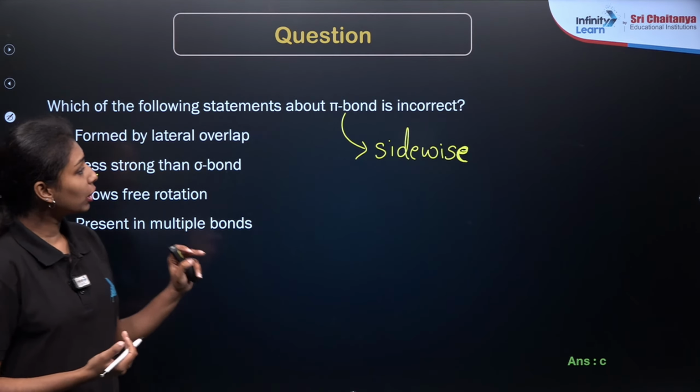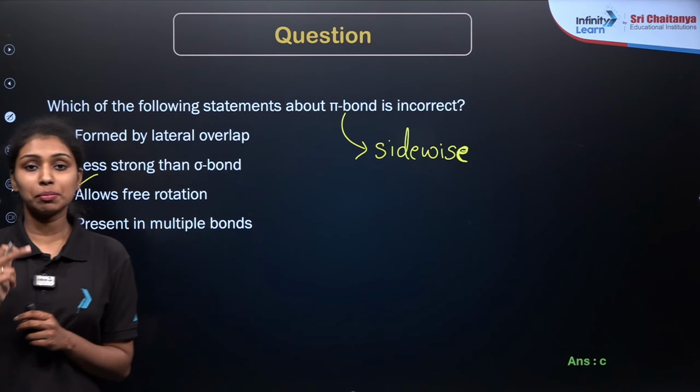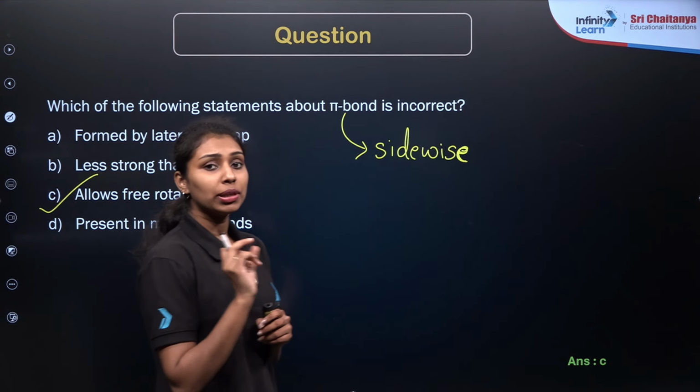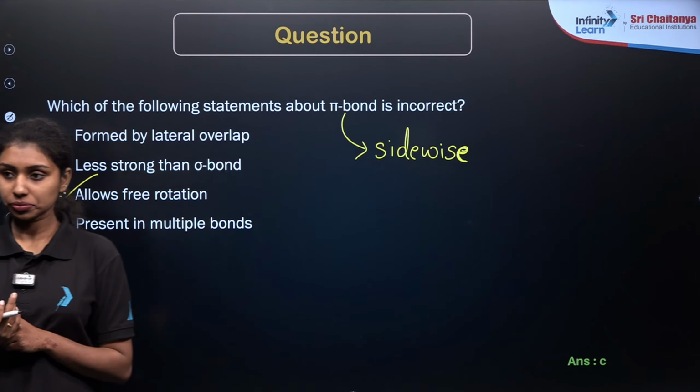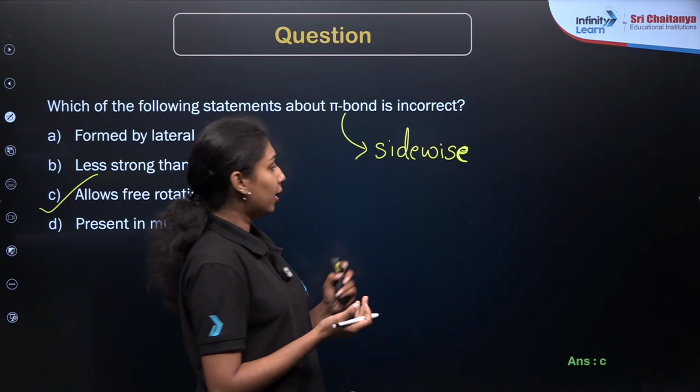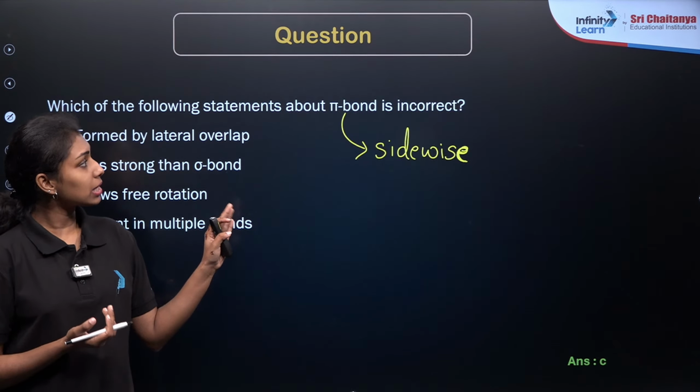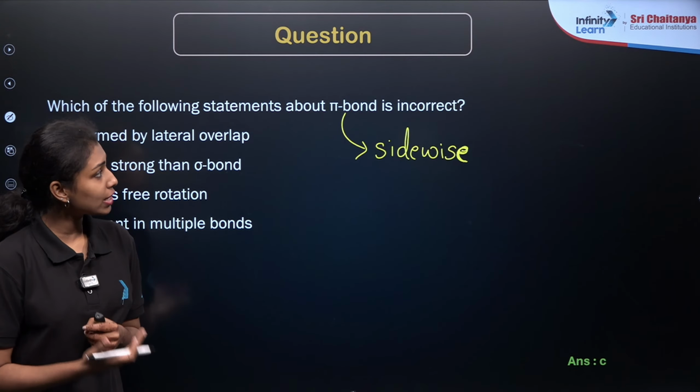Then, as we already know, if you are comparing the overlapping between sigma bond and pi bond, in the case of sigma bond there will be head-to-head overlapping, right? Head-to-head overlapping in the case of sigma bond. But in the case of pi bond, there will be sidewise overlapping happening.